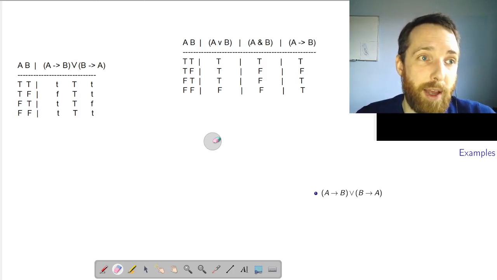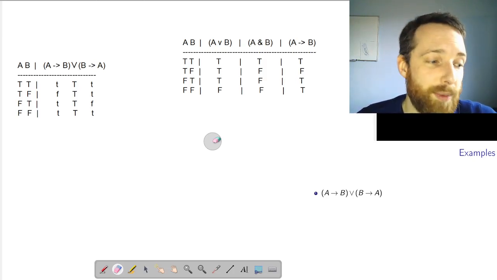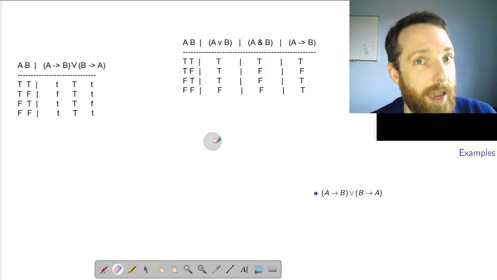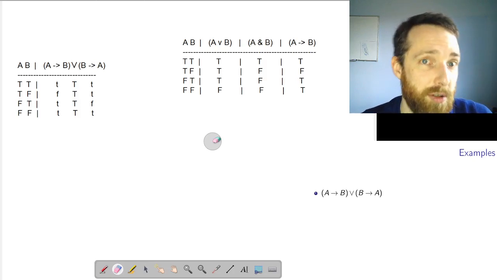We also have an adverb, tautologically. When we say something is tautologically X, we mean that it's X in virtue of its truth table. So something tautologically true, in this sentence, you could say that. It means it's true in virtue of its truth table.